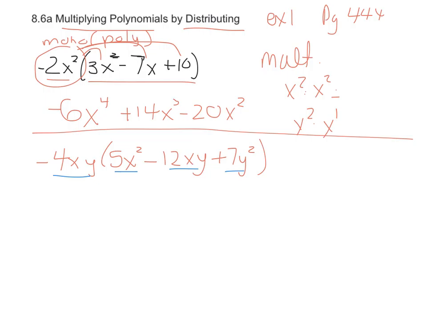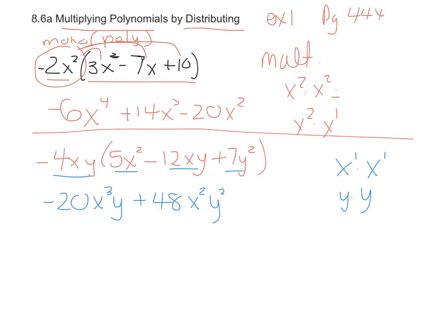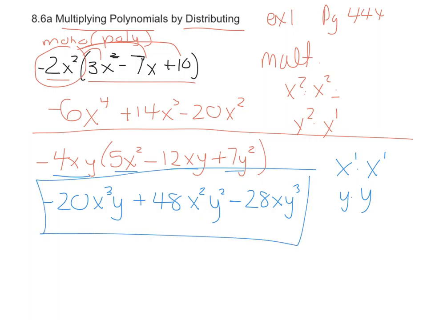Okay, I'm going negative 4 times 5 is negative 20. x times x squared is x to the third, y. Negative 4 times negative 12 is positive 48. I've got x times x, each has an exponent of 1, so that's x squared. And then I have y times y, so that is y squared. And then my third term is minus, because it's negative 4 times positive 7, minus 28xy to the third. And that's the second problem.